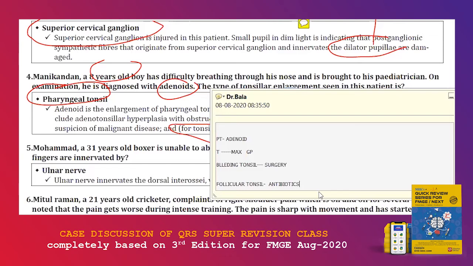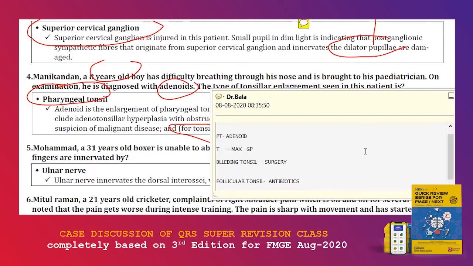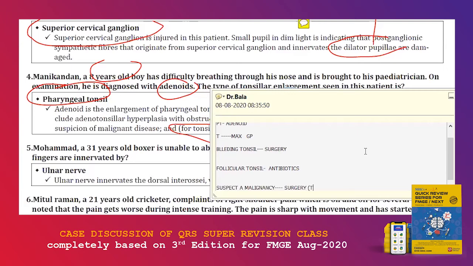Is that clear? Then when you suspect a malignancy in the tonsil, your option is going to be surgery. In that case, along with the tonsil, you can remove the adenoid also, because if you suspect a malignancy, along with a tonsillectomy, performing an adenoidectomy is of good use. So these are the 5 points I want you to remember.